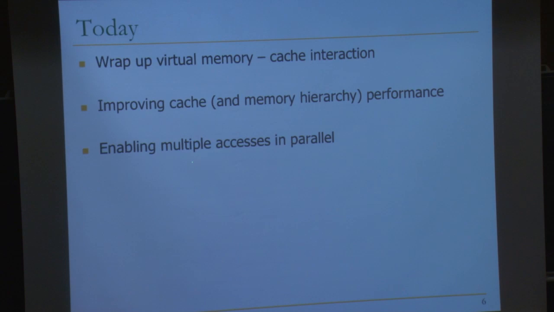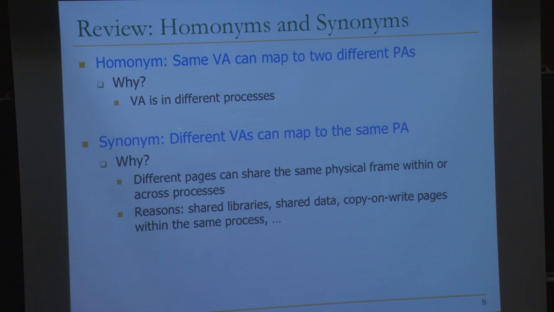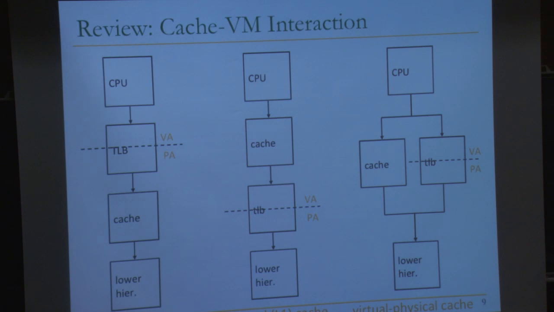So just to remind you, we've discussed this. I've already told you what the synonym problem is. They happen because of a lot of software constructs: shared libraries, shared data, copy on write pages within the same process. These all lead to different virtual addresses mapping to the same physical address. And it does create problems if you do one of these cache organizations, basically access the cache before you do the translation or access the cache in parallel with the translation. If you have a physical cache, this doesn't happen, but this is bad.